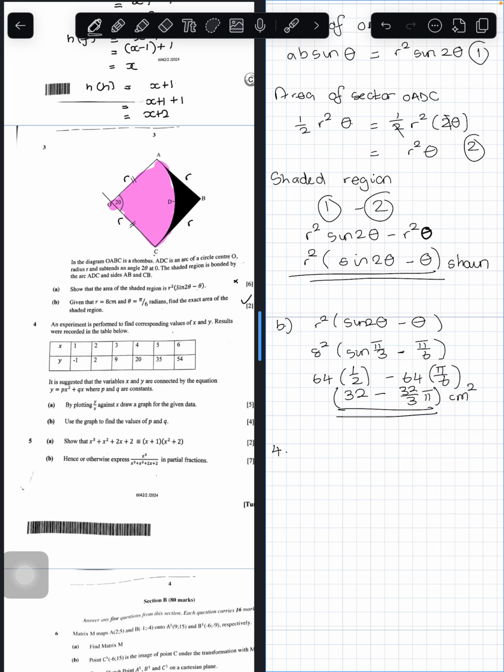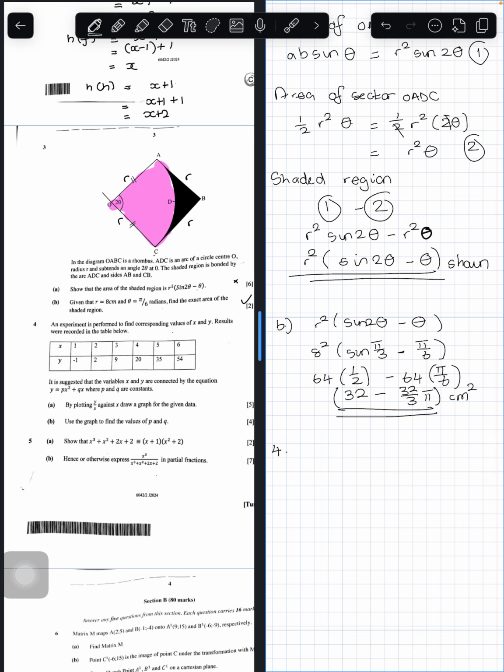Okay, so by plotting y over x against x, we're given the table of values, and it is suggested that the variables x and y are connected by the equation, that one, where p and q are constants. By plotting y over x against x, draw a graph for the given data. Right, and then use the graph to find the values of p and q.